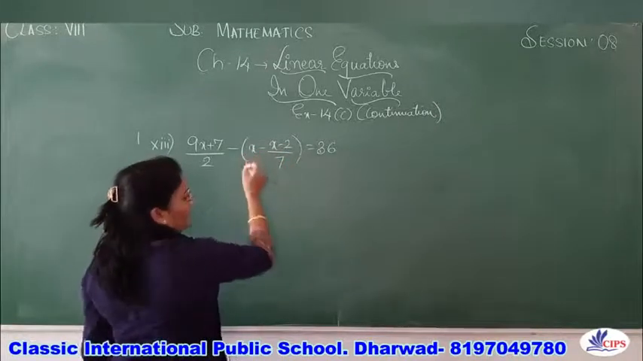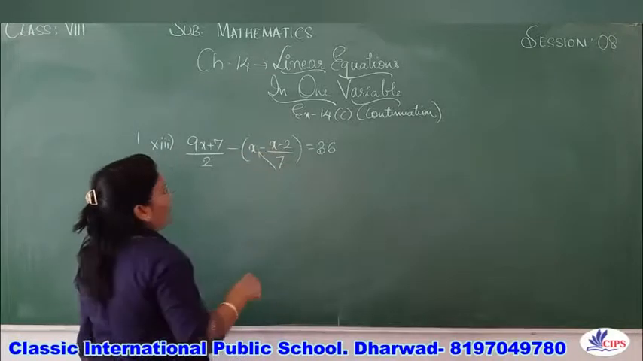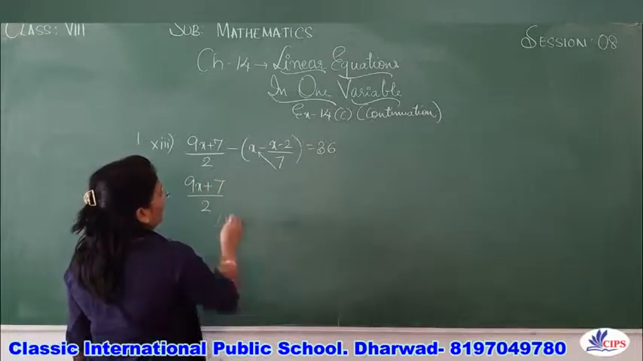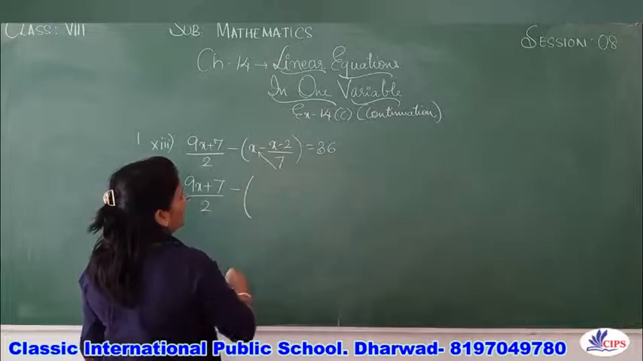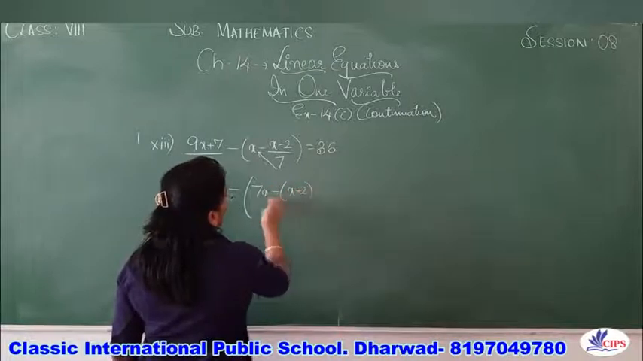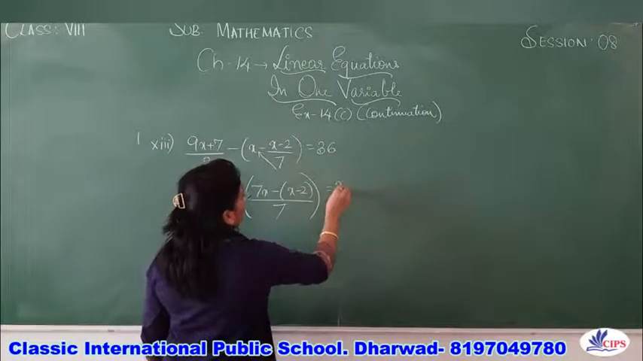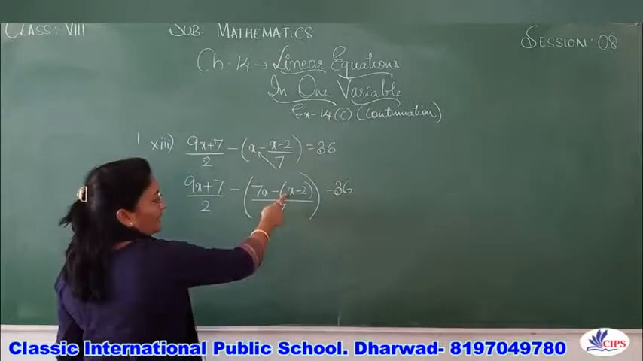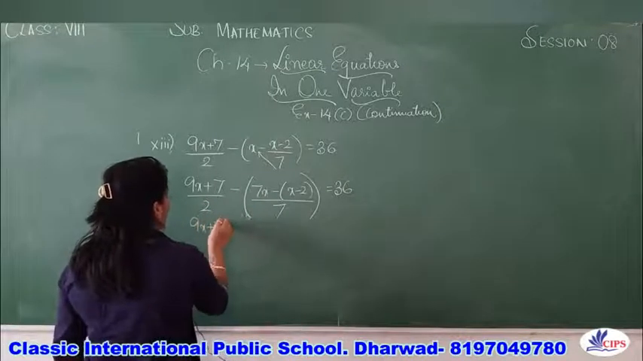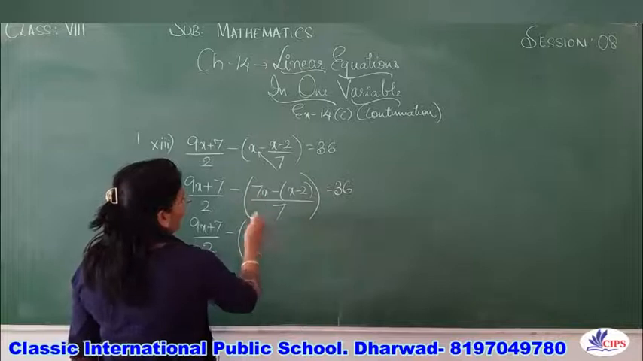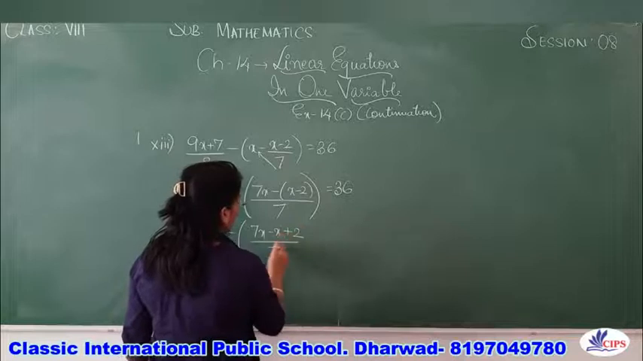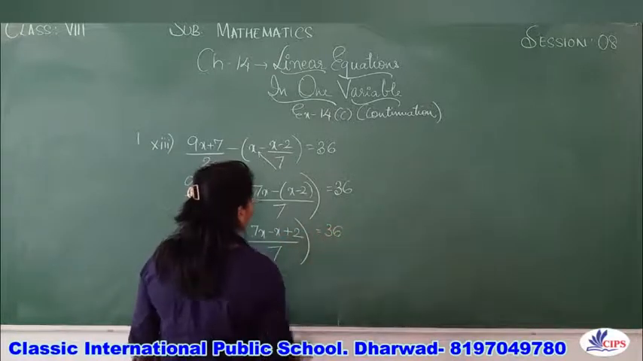So now we can take the LCM or just you can cross multiply the 7 to x. And this 9x plus 7 I am going to keep it as it is. And now here I am going to solve what is there in the bracket first. So here we have 7 into x as 7x minus x minus 2 by 7 equals to 36. See, I have taken a bracket because we have got a minus sign outside the bracket. And now this term I am going to write again as it is minus, so it's 7x. And when I open the bracket, it becomes minus x plus 2 by 7 equals to 36.